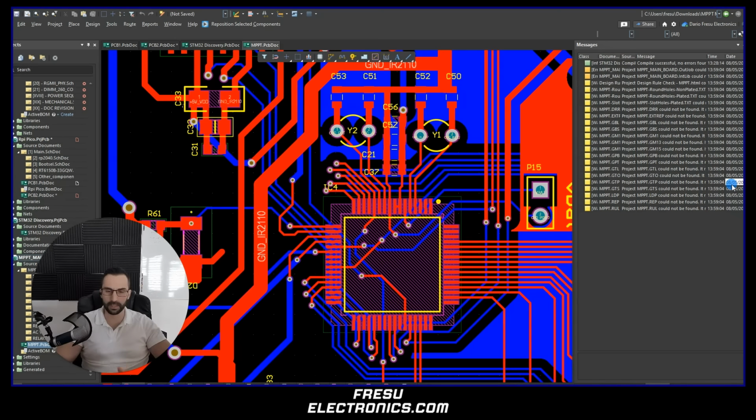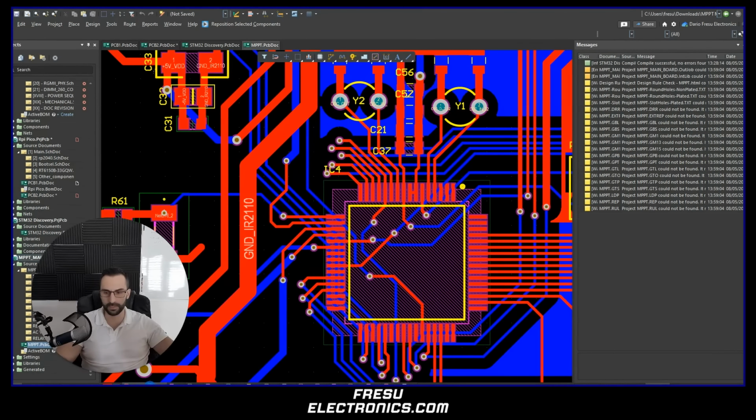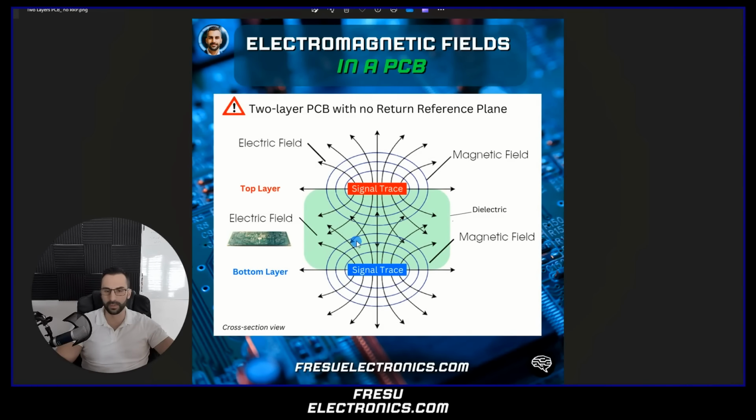So the first design mistake that we're going to talk about is not choosing the appropriate stack up for the board. And what do we mean by that? Like in this case, you can see that this board is a 2-layer board and it has a signal on the top and a signal on the bottom. So the scenario that we have is this one here, where we have a signal trace on the top layer, and then on the bottom layer another signal trace. But what happens in this case?